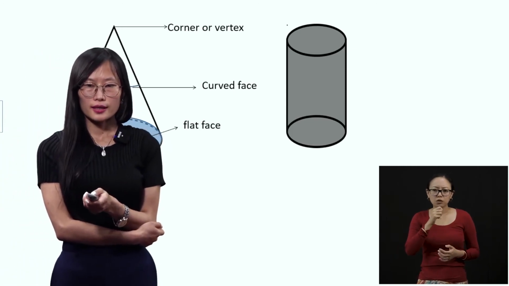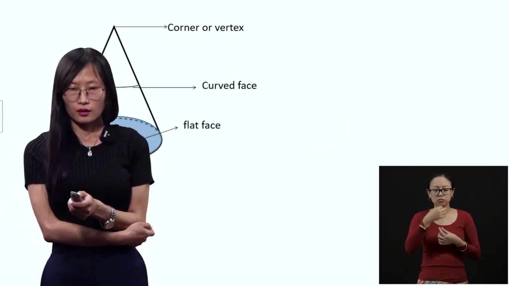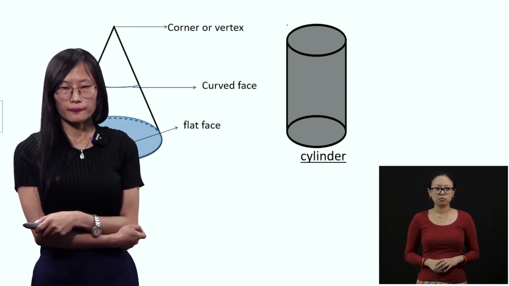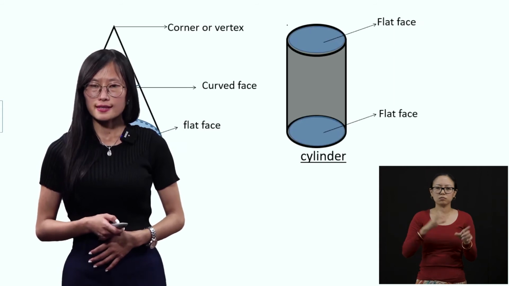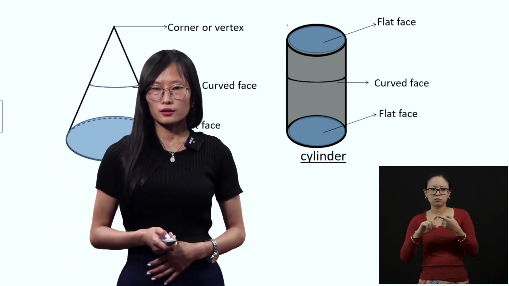Another diagram here is a cylindrical shape. A cylindrical shape has 3 faces, 2 flat faces and 1 curved face.